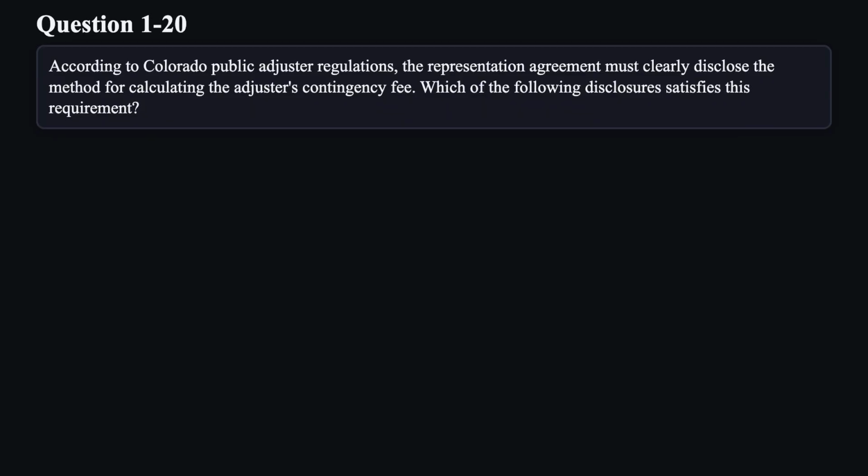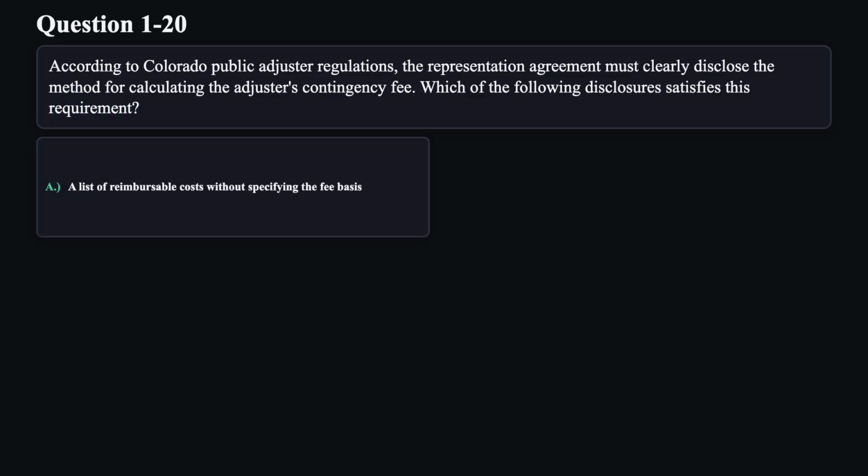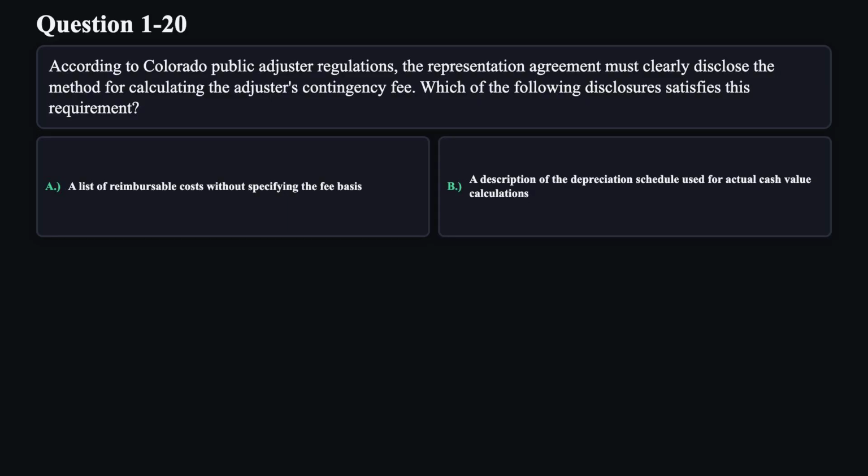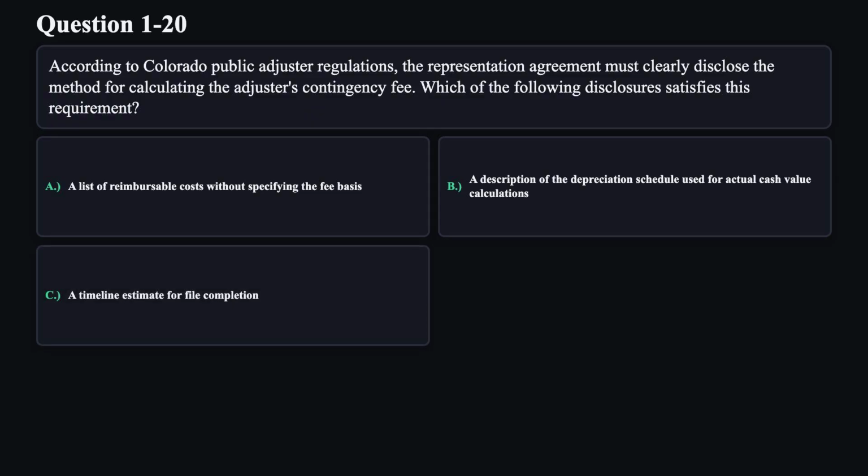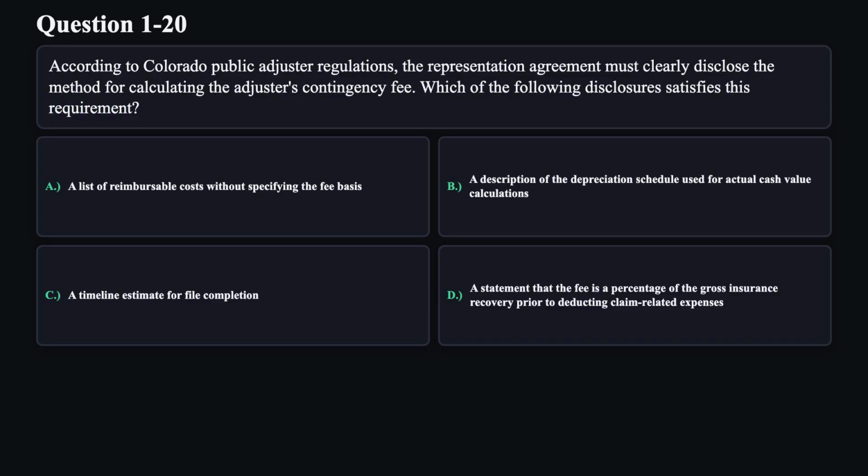Question 20. According to Colorado public adjuster regulations, the representation agreement must clearly disclose the method for calculating the adjuster's contingency fee. Which of the following disclosures satisfies this requirement? A. A list of reimbursable costs without specifying the fee basis. B. A description of the depreciation schedule used for actual cash value calculations. C. A timeline estimate for file completion. D. A statement that the fee is a percentage of the gross insurance recovery prior to deducting claim-related expenses.